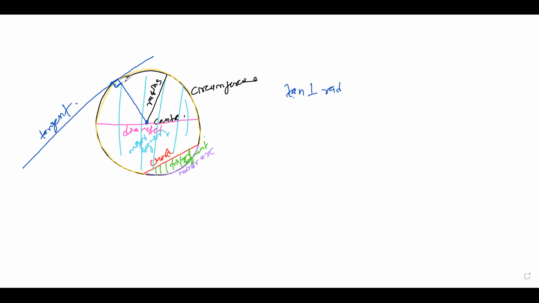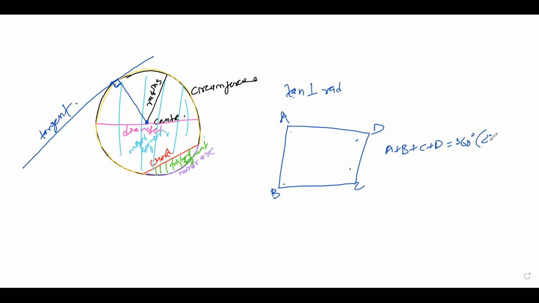Then the other thing before I go into the theorems, remember a quadrilateral is just any four-sided shape, right? Any closed four-sided shape. So a quadrilateral, angles of a quad, they add up to 360. So angle A plus B plus C plus D, they add up to 360 degrees. Those are angles of a quad. Okay, so that is that.